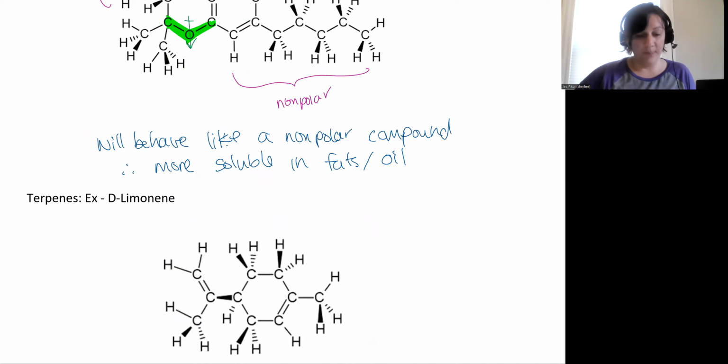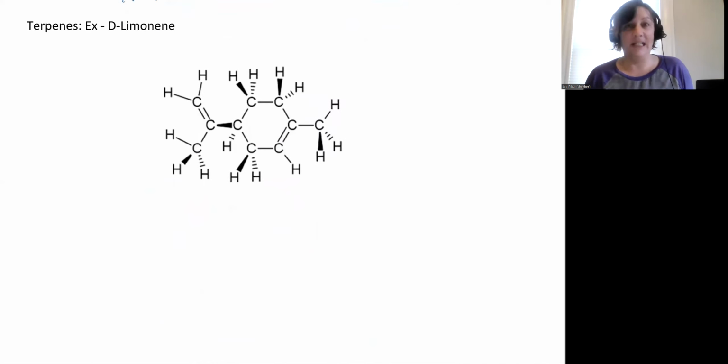Let's look at a terpene. And I'm going to just use D-Limonene as an example since we've spent a lot of time thinking about it. But all terpenes are variations of different sizes off a similar theme. Almost all of them, or a majority of them, have only carbon-carbon and carbon-hydrogen bonds.